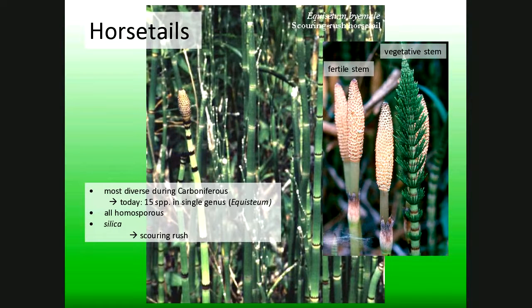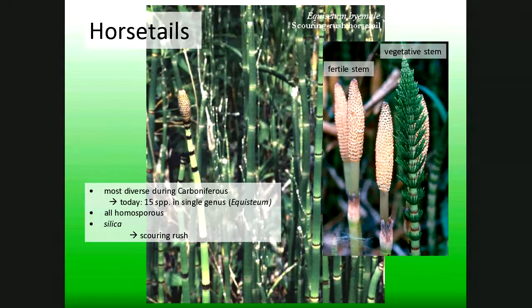Very diverse 450 million years ago during the Carboniferous. Now we're left with about 15 species, all in one single genus, Equisetum. We have horsetails here in Florida. We have that one, Equisetum hyemale that you see back there, the big one.